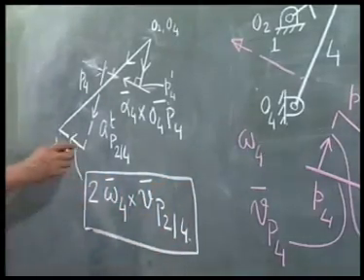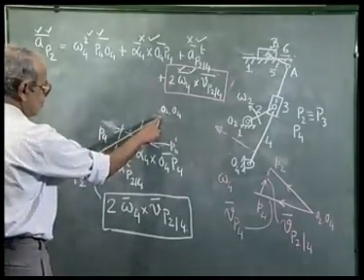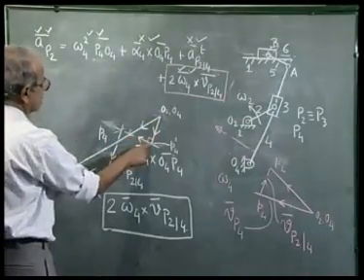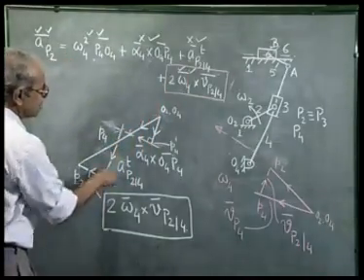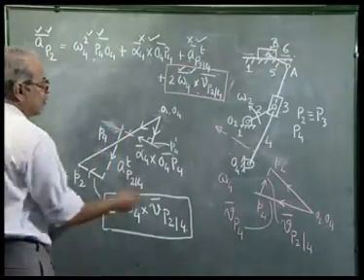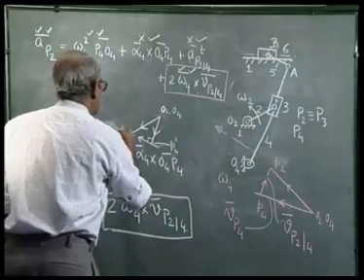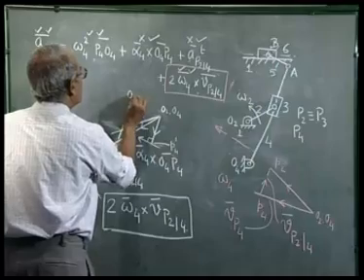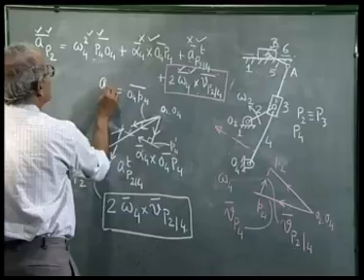So, now you see that acceleration of P2, this vector, is a sum of 1, 2, 3, 4 vectors, namely this one, this one, this one, and the last term represented by this. So, once we determine P4, that means I know the acceleration of the point P4, which is represented by O4P4. This is acceleration of the point P4.